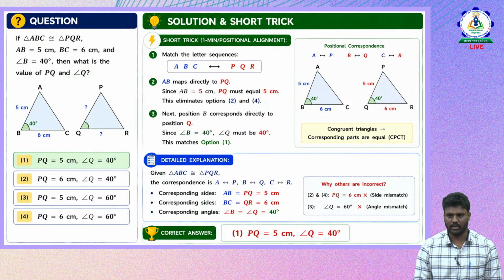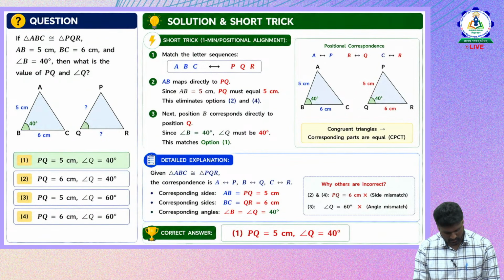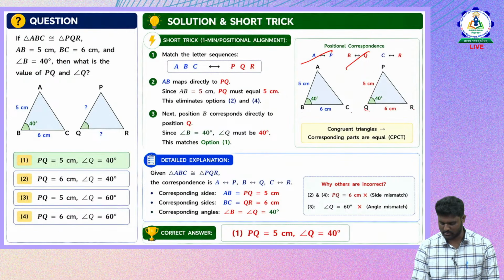Okay, if you remember the concept of congruence of triangles and positional correspondence, by seeing the options itself, we can select the answer here. So let us try to identify the answer. In triangle ABC, A corresponds to P, B corresponds to Q, and C corresponds to R. So that means all are corresponding sides. Then AB is directly mapped to PQ, where AB is equal to 5 centimeters. So therefore PQ also must be 5 centimeters.